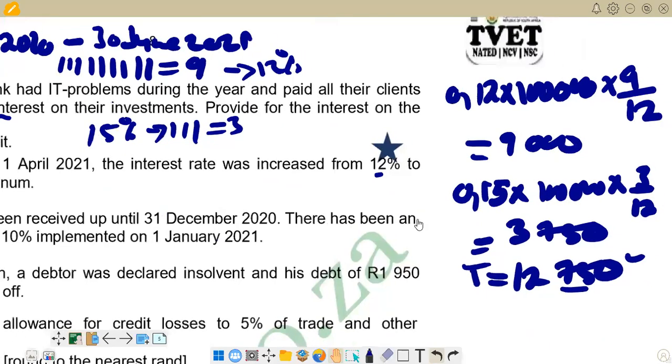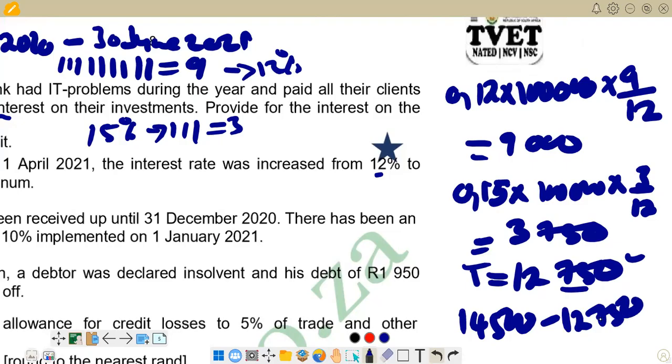14,500. The figure that we have is 14,500. So we are going to find the difference. This is the figure that was received instead of 12,750. Then when you calculate that one, you are supposed to get 1,750.